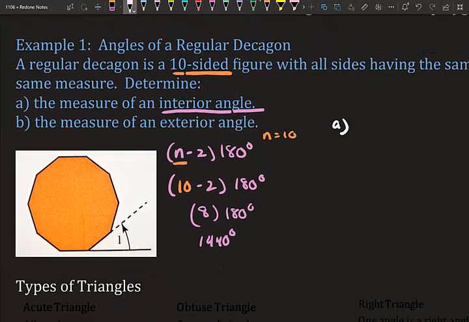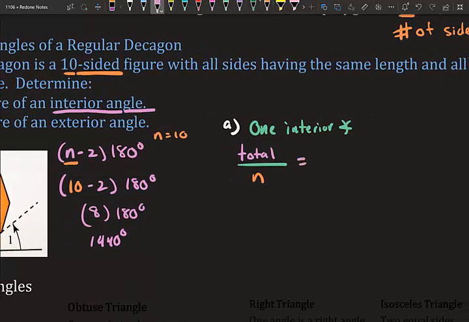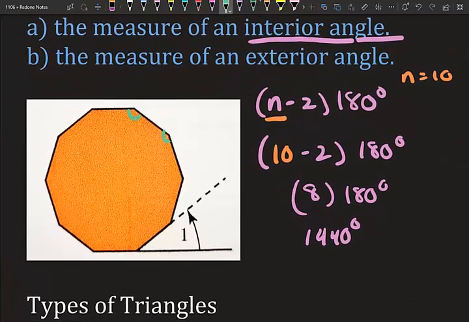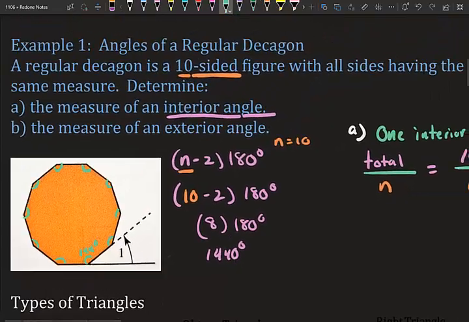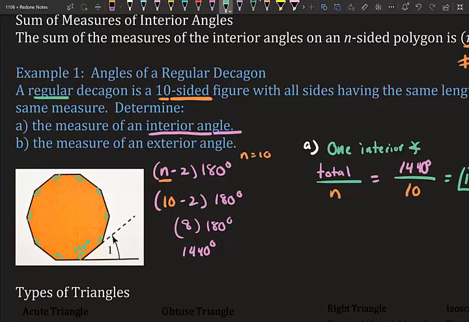But now we only want to know the measure of one interior angle. To find the measure of one interior angle, it's always going to be your total divided by your n. So our total was 1440, and we're going to divide that by how many sides we have, which is 10. So 1440 divided by 10, and we get 144 degrees. So that means each one of these angles is 144 degrees, every single one of them, because this is a regular polygon, meaning all the sides and all of the angles are the same.